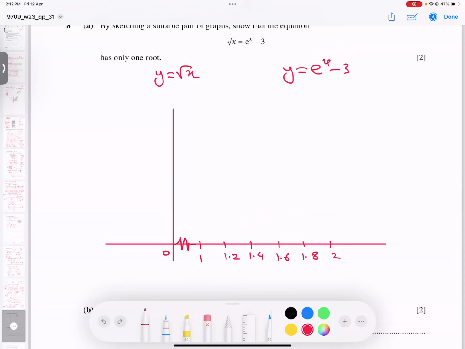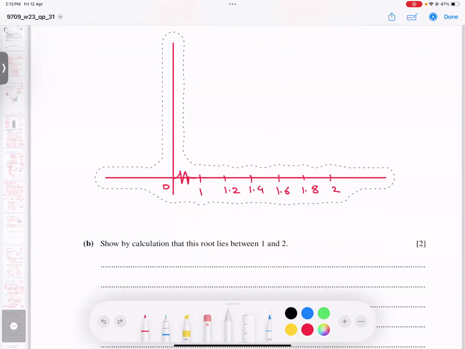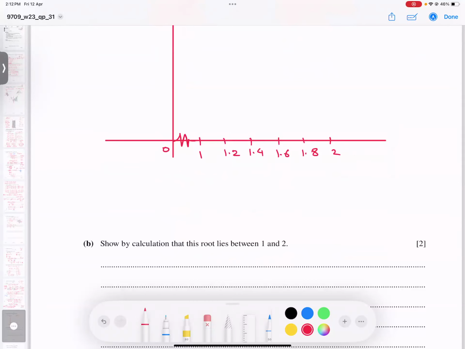This exponential graph always comes from here and cuts like this, but it is cutting... If this 3 is not there, it cuts at 1. Because if you plug in x = 0, something to the power 0 is 1, and 1 minus 3 gives -2. It means our graph should be slightly above, and we have to make it go down even. Here -1, here -2, and here -3.